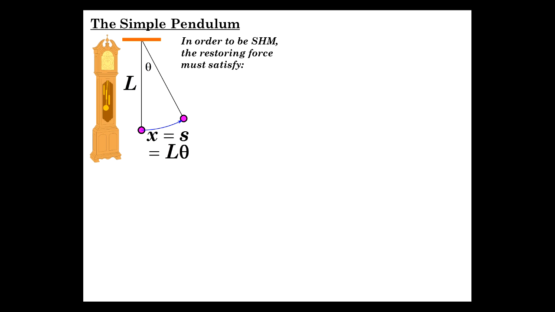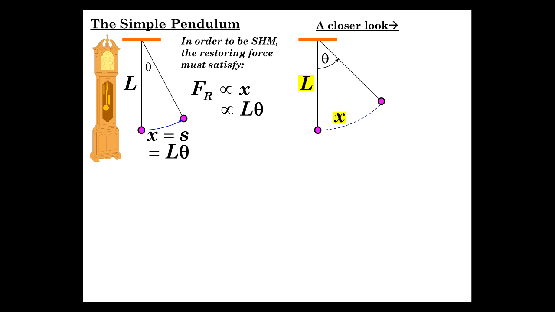Now, to satisfy simple harmonic motion, we know what the restoring force has to be like. It has to be proportional to the displacement. So the restoring force has to be proportional to x, therefore proportional to L theta. Well, that's great, is it? So we take a closer look. Here we have L theta, x. If we do a free body on the pendulum object, we have mg acting straight down. In addition to that, we have tension. Those are the two real forces. And now let's break them up into components.